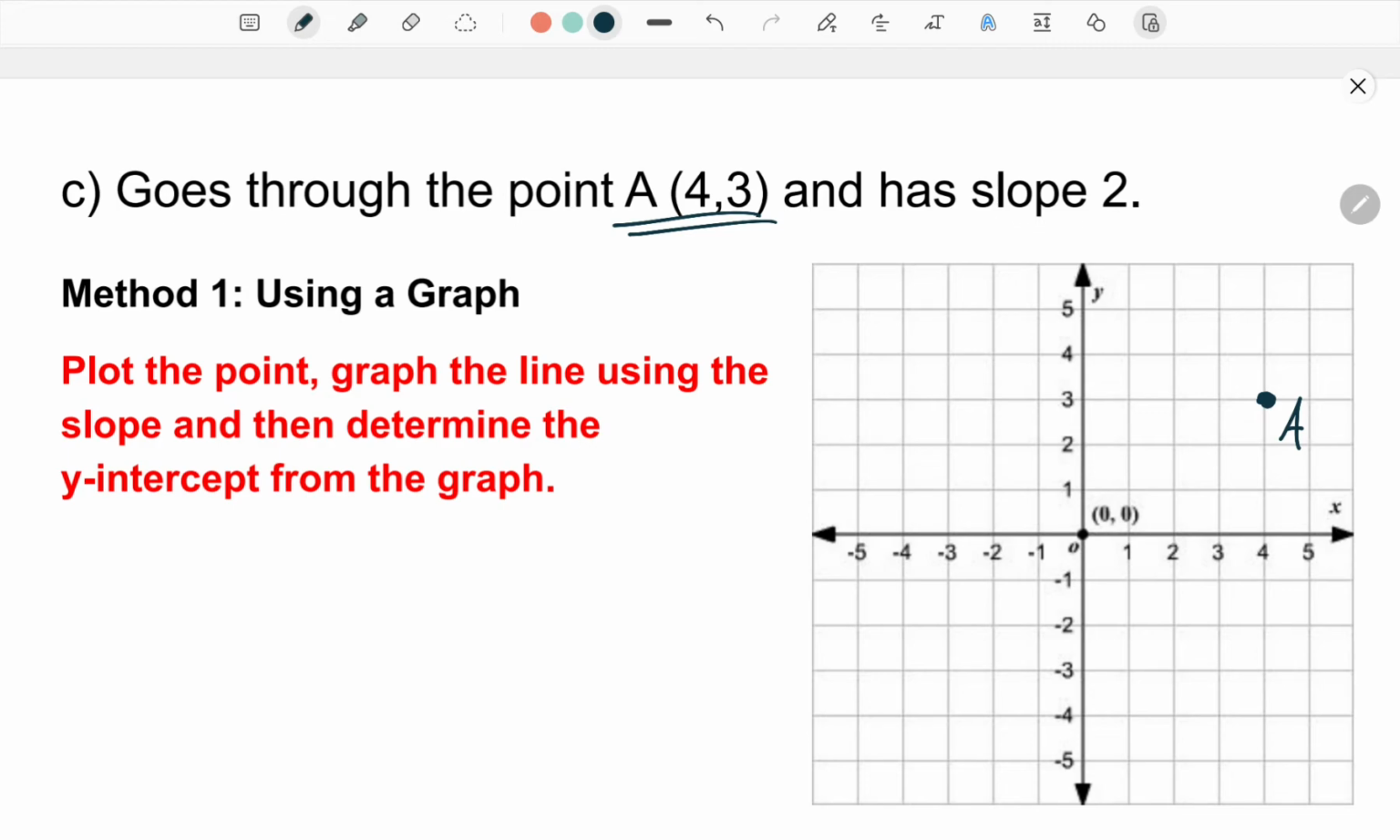Next, we have our slope of 2. So remember, m equals 2. That means it's like 2 over 1. And if you're thinking rise over run, for every 1 you go across, you're going up 2. And we can use that to find a new point. So up 2 and across 1 gets you a new point.